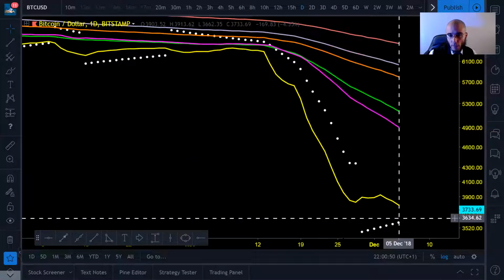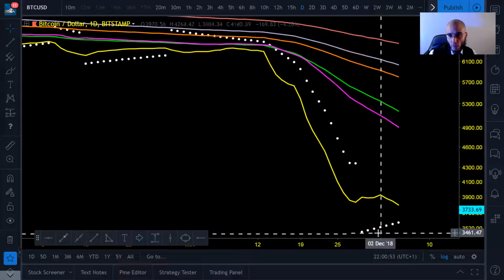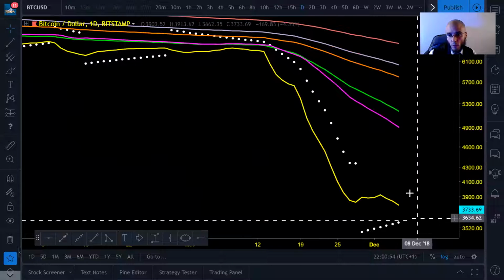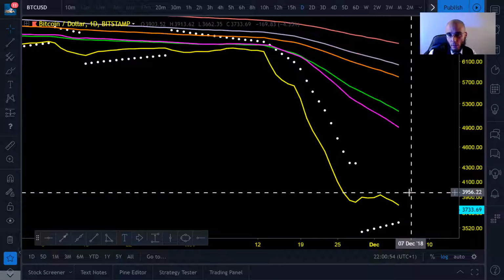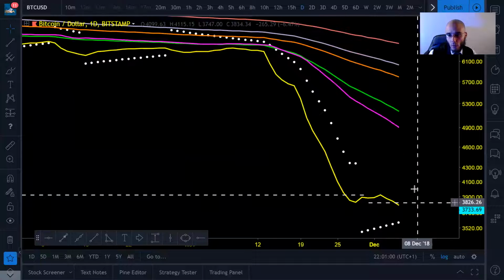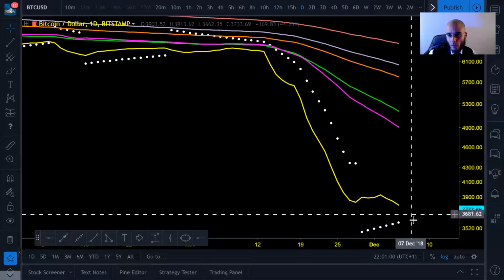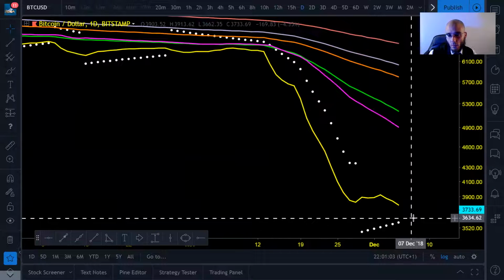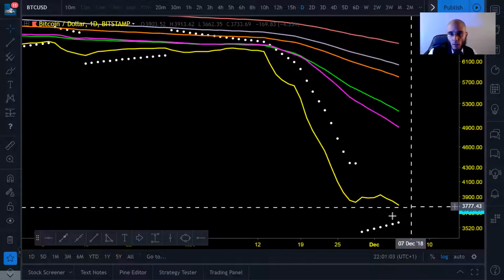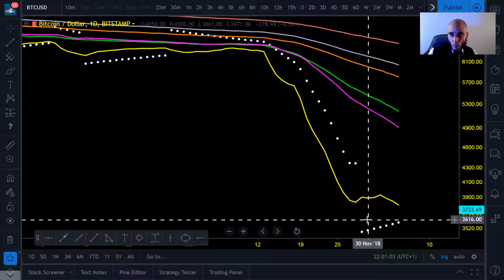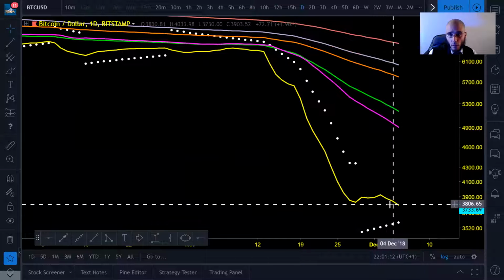Well, I just said it. Stop and reverse did not get hit. Moving averages are pointing down. This is the definition of a bear market. Your price is under all the moving averages. So it's a bad looking graph according to consensus. It's a bear market according to consensus.